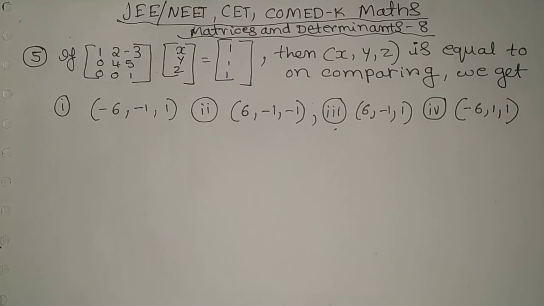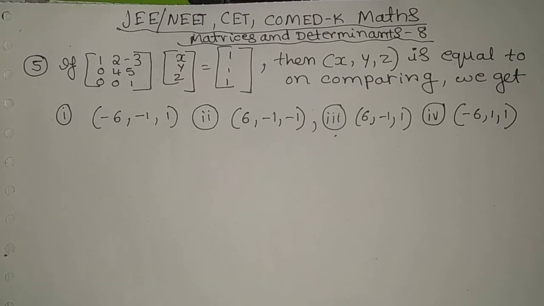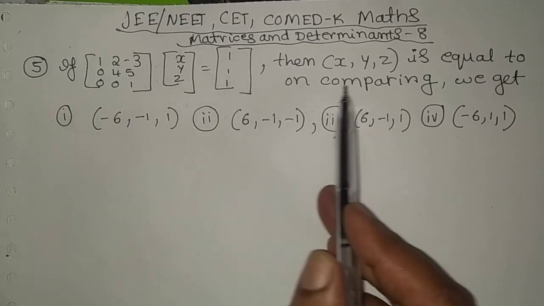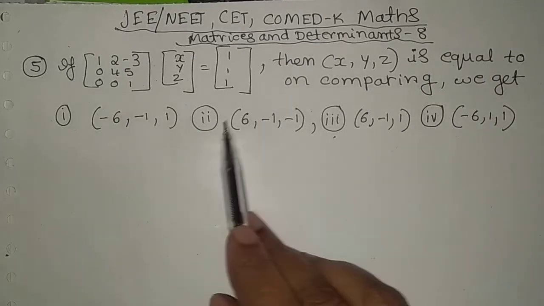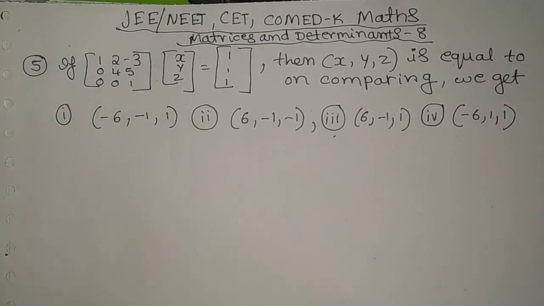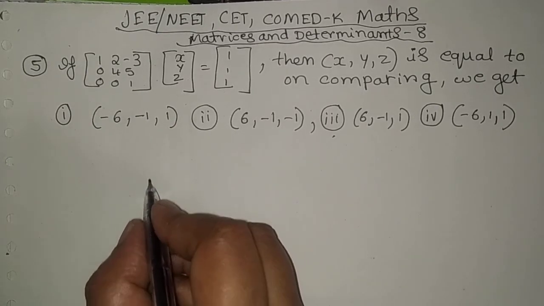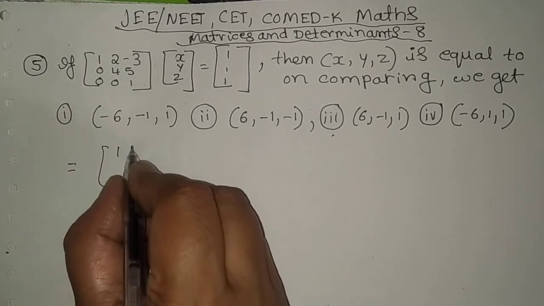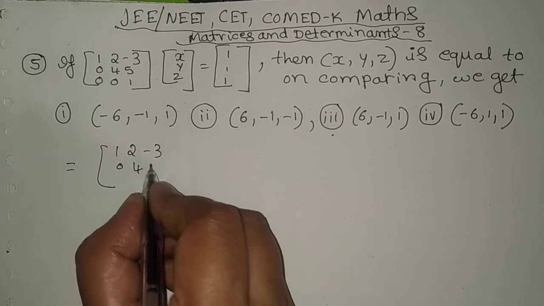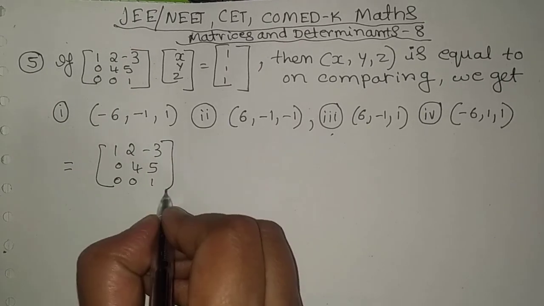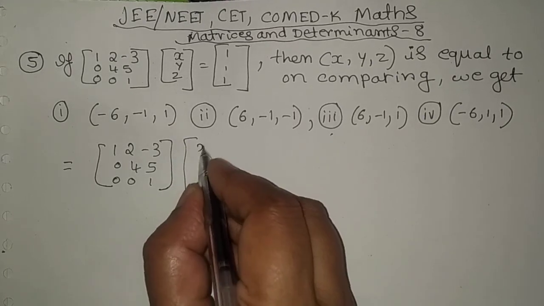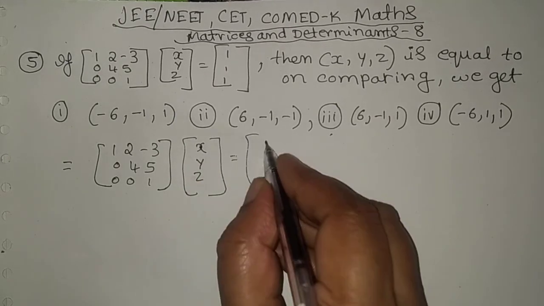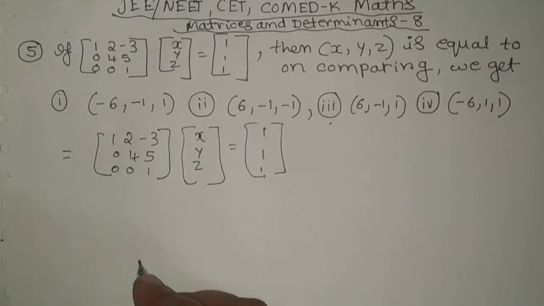Fifth problem is the matrix is given, XYZ equal to 1 1 1 1, then XYZ is equal, on comparing we get, so we have to find out the XYZ values. So first we'll take this matrix, that is 1 2 minus 3 0 4 5 0 0 1, then XYZ which is equal to 1 1 1.